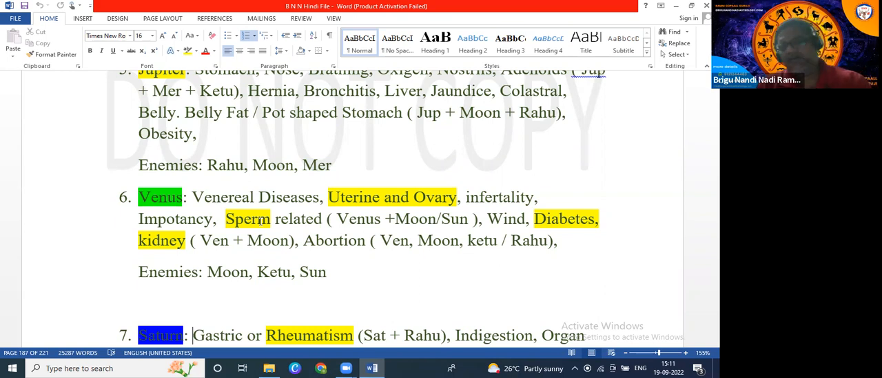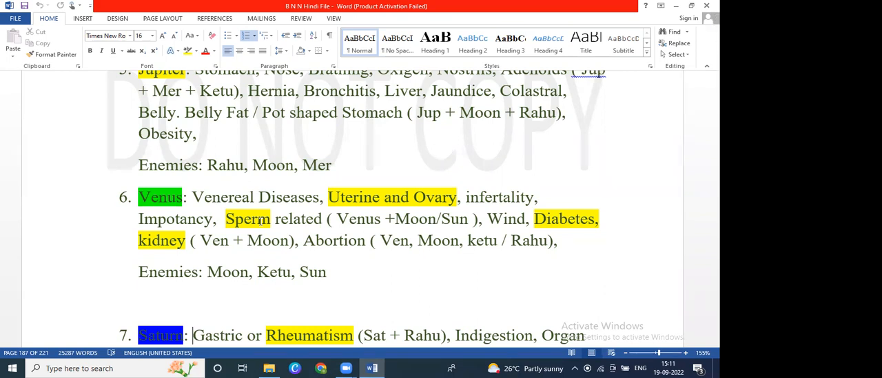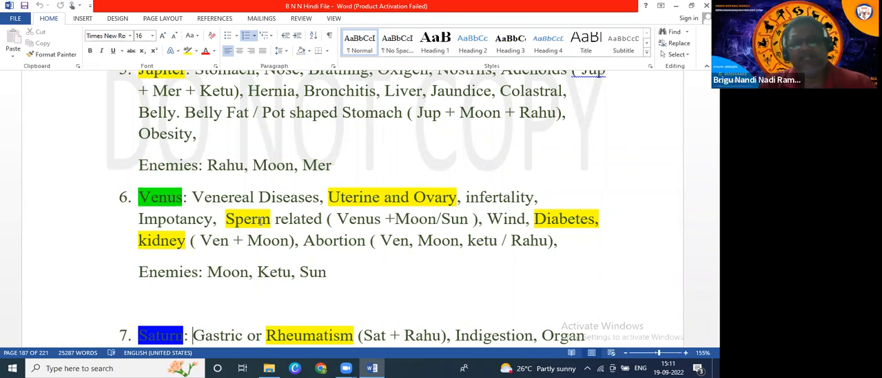Moreover, there is one mythological story. This moon god abducted the wife of Guru, Devaguru Brahaspati, Tara. Yes, Tara, correct. He had a relation with the moon. So that's why Jupiter, the Guru, hates the character of moon, because moon god abducted Tara, Jupiter's wife. So that is a mythological story.